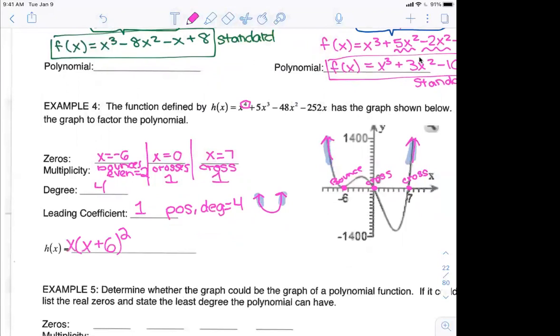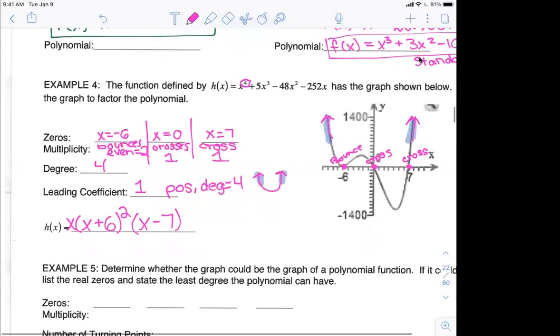That's just an x. Whenever x equals 0, it's just an x, and its degree is 1. And then we've got a positive 7, so I'm going to write that as x minus 7, and its degree is 1 as well. And we're going to leave our answer exactly like that. We are done.